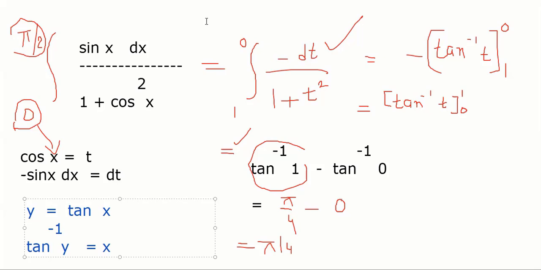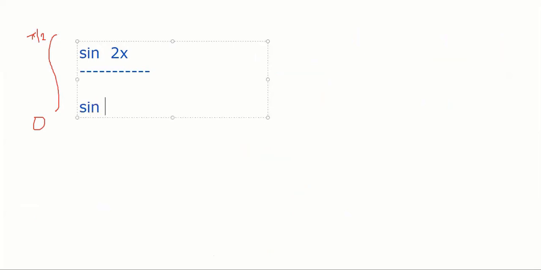I expect everyone to solve this. Integration of, the limits are 0 to pi by 2, and the question is sin of 2x, not square, sin of 2x by sin to power 4 x plus cos to power 4 x, dx. Or the better way of saying it: sin x to the power 4 plus cos x to the power 4.